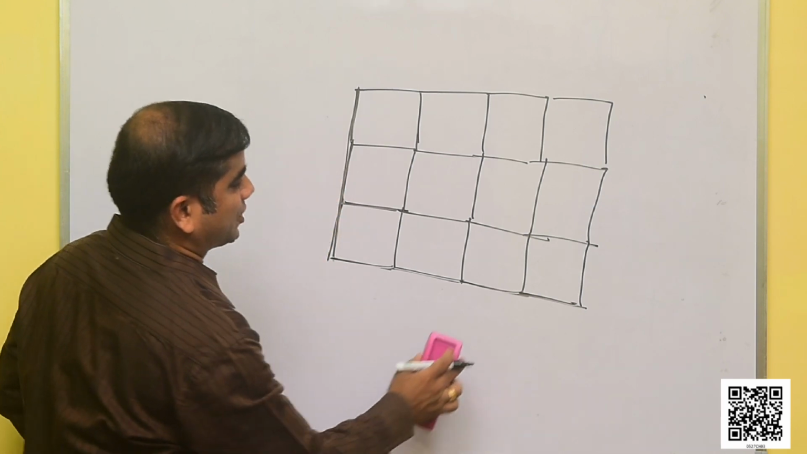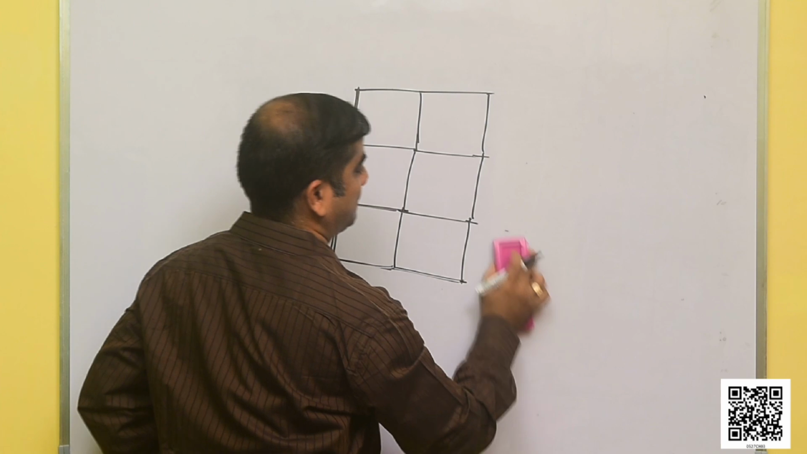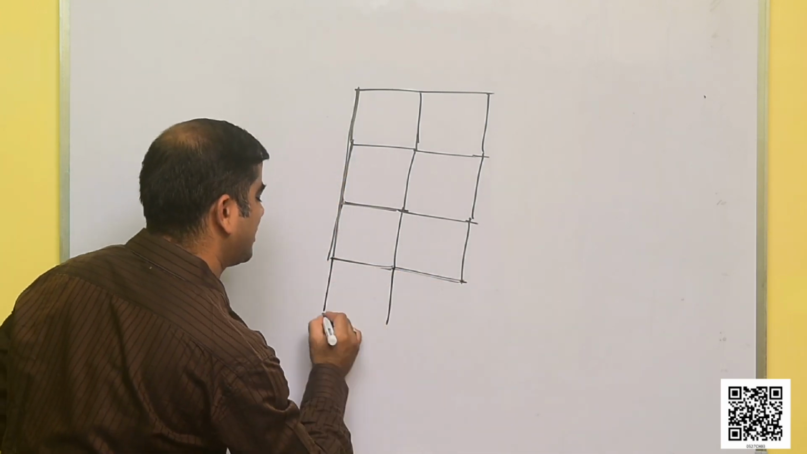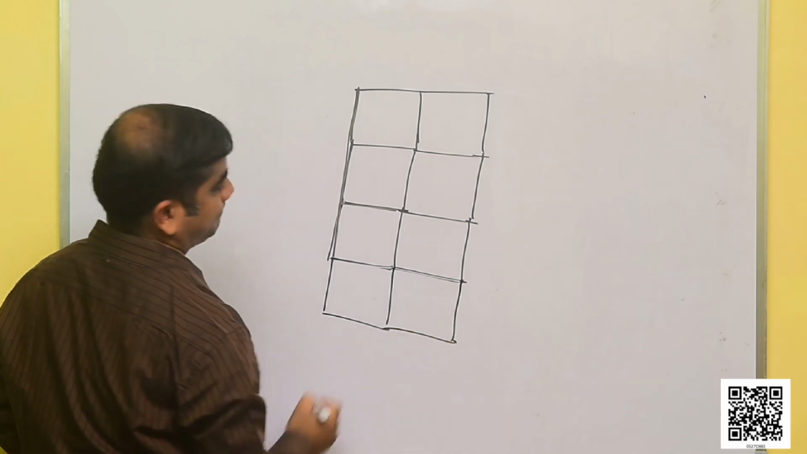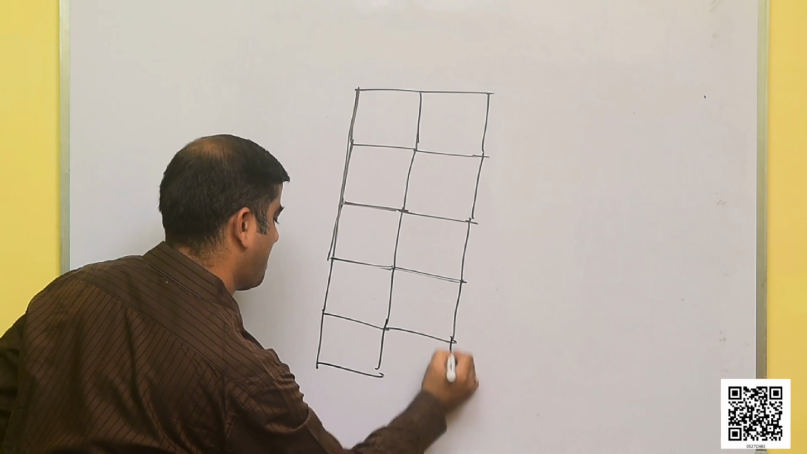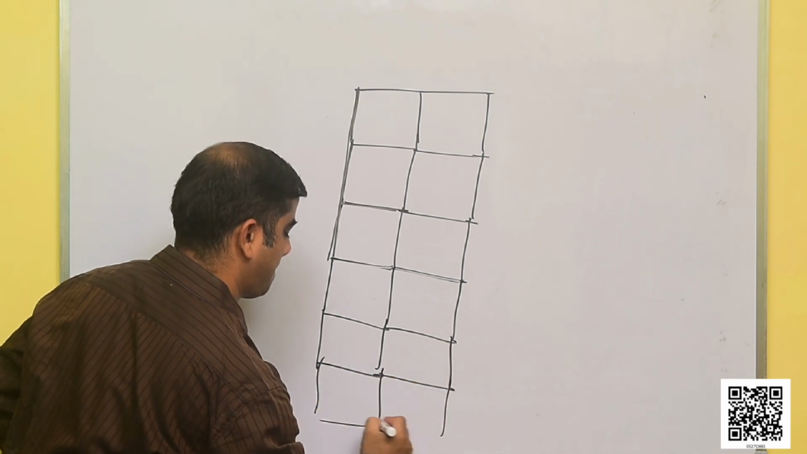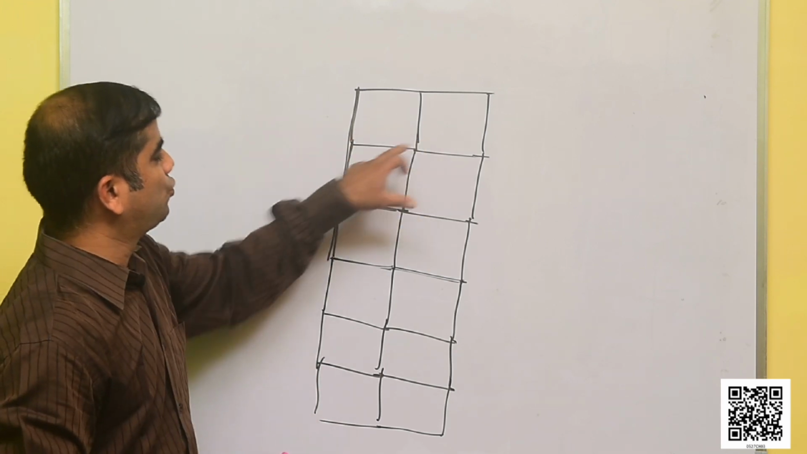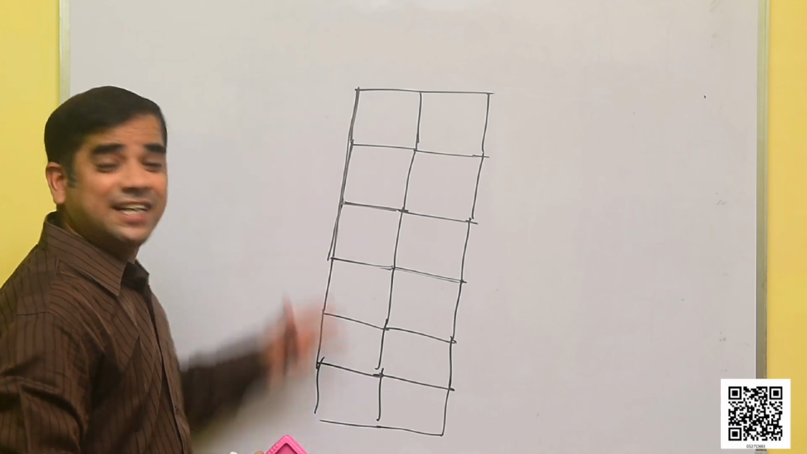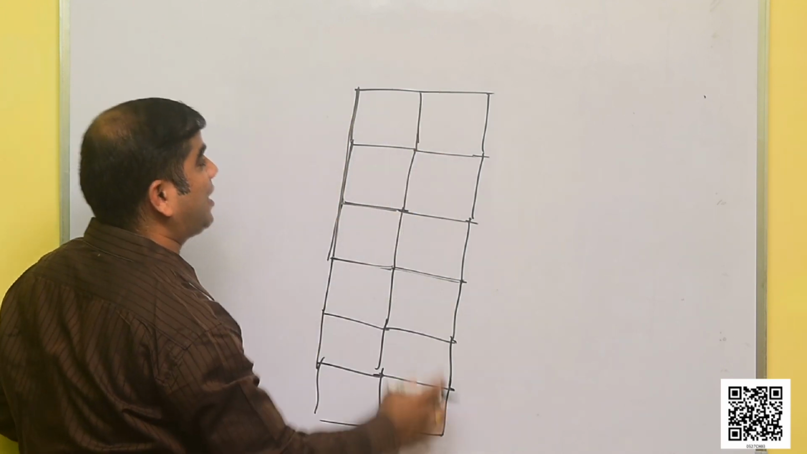Now look at this picture. I am just removing these squares and drawing some more squares down below. See, 1, 2, 3, 4, 5, 6, 7, 8, 9, 10, 11, 12. Still it's a rectangle because its opposite sides are equal to each other.